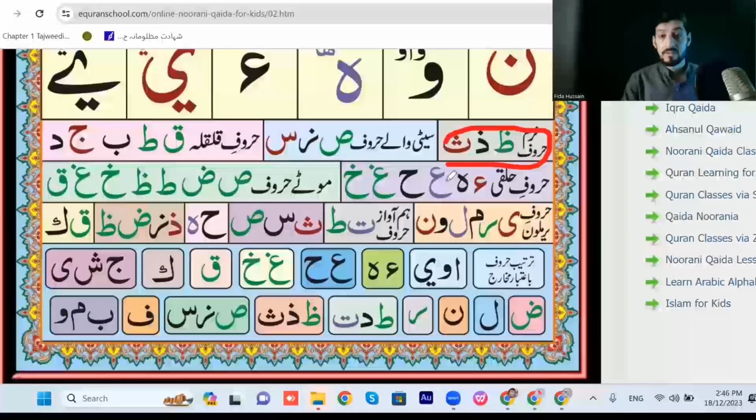And these are soft letters. 3 letters are soft, and whistle letters are 3 also, and qalqala letters are 5. So I think this is very important, and try to note them and try to memorize these letters. Inshallah, it will be very helpful for you. So I think it is enough for today.